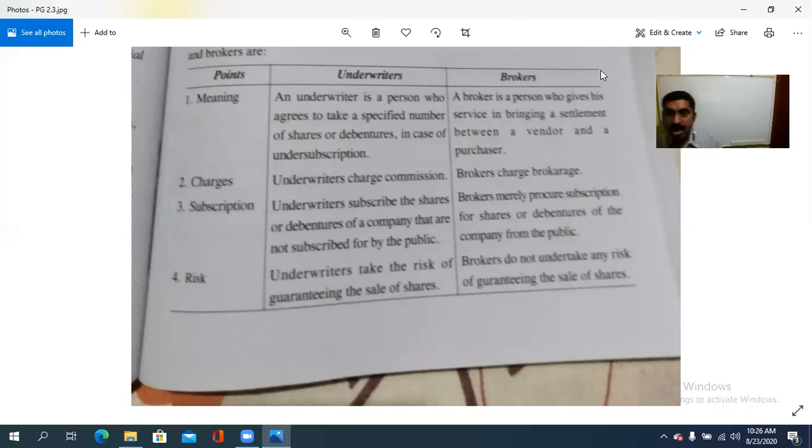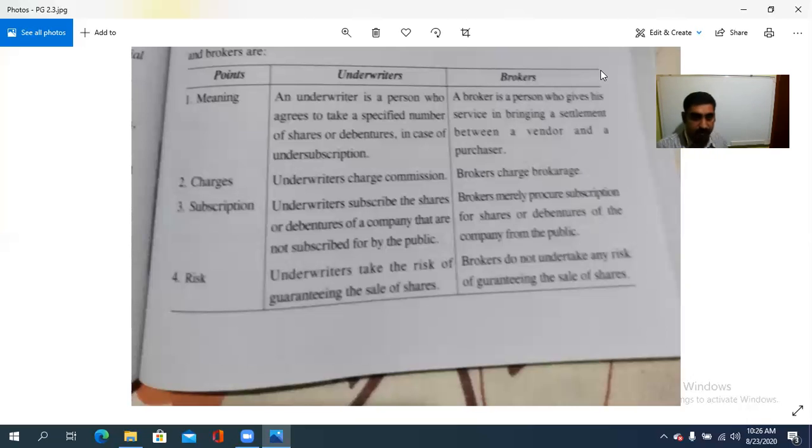What was the underwriters' work? They undertake or subscribe the shares and debentures that are not subscribed by the public, while brokers merely procure the subscription for the shares or debentures of the company from the public, and the risk is very high. That is why underwriters take the risk of guaranteeing the sale of shares. They sell the shares for the company, entering into an agreement with the company. OK, so underwriters take the risk of guaranteeing the sale of shares, while brokers do not undertake any risk of guaranteeing the sale of shares.